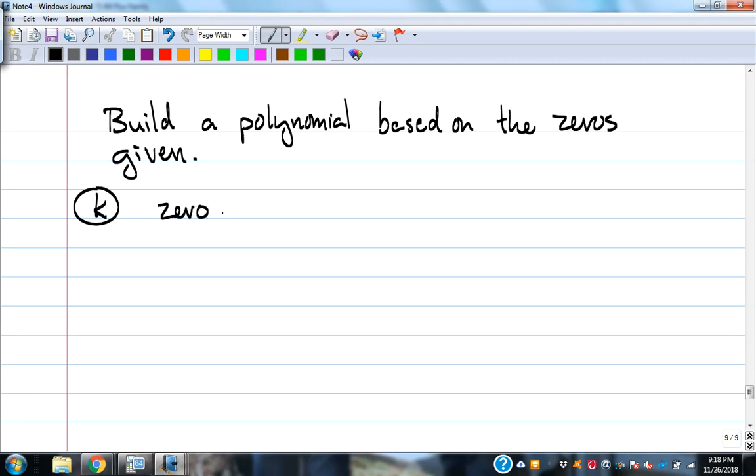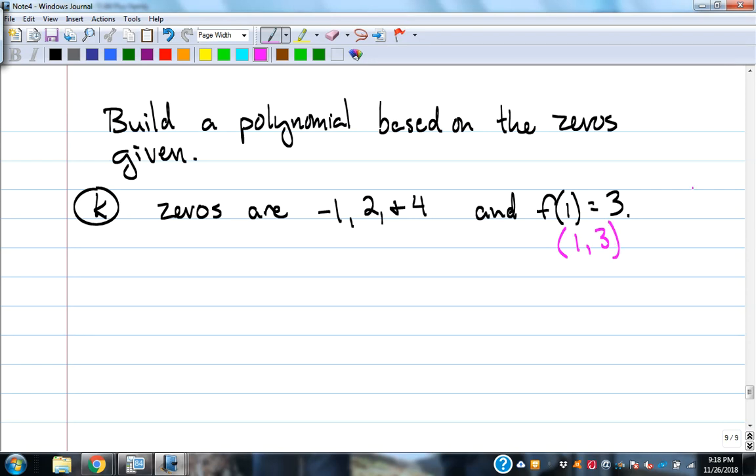Here are the zeros: -1, 2, and 4. And f of 1 equals 3. Okay, so this is the information they gave us. They gave us some zeros, and then they gave us another ordered pair. F of 1 is the ordered pair 1, 3. Yeah, x is 1, y is 3. So that's what that ordered pair is. We're going to use that later.